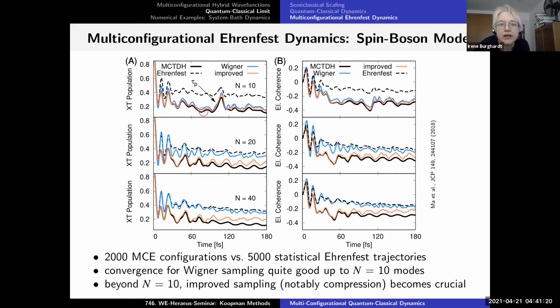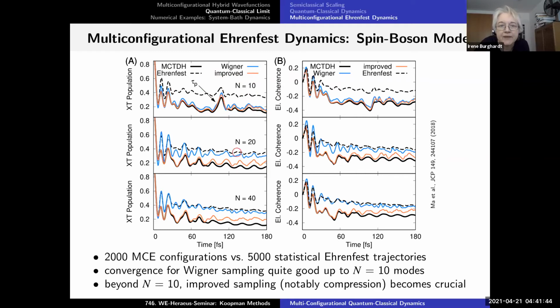So black is the exact dynamics with the multi-configuration time-dependent Hartree. And blue and red are two realizations which involve different sampling schemes. First, a Wigner type sampling, second, an improved sampling. That means that we use a compression scheme for the initial Gaussian wave packets. And you see that we approximate the exact dynamics quite well.